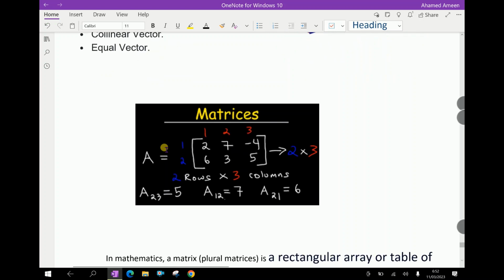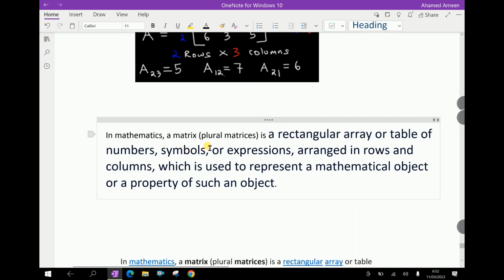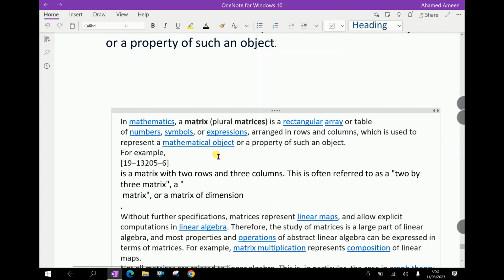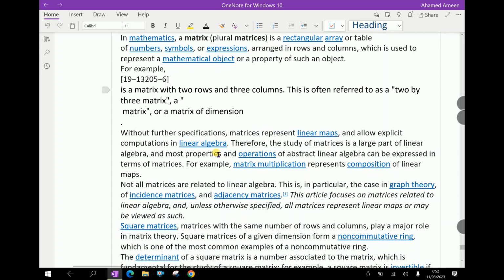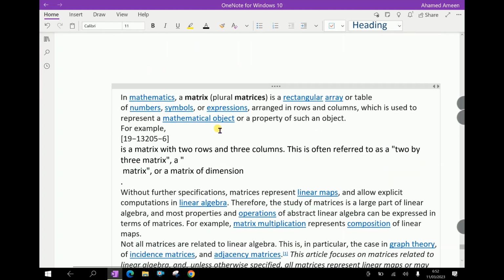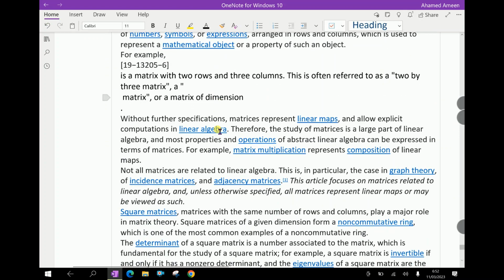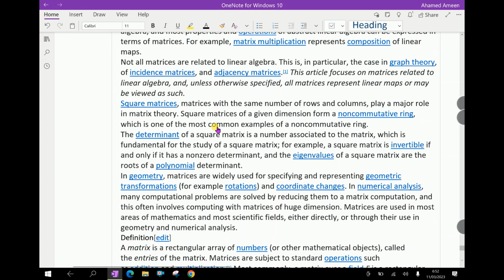Matrices: in mathematics, a matrix, plural matrices, is a rectangular array or table of numbers, symbols or expressions arranged in rows and columns, which is used to represent a mathematical object or a property of such an object. Matrices have a lot of subdivisions. They are most useful in linear algebra.